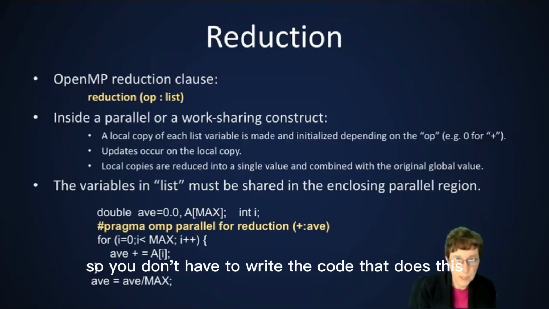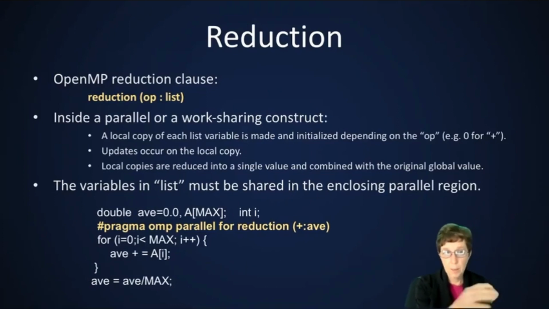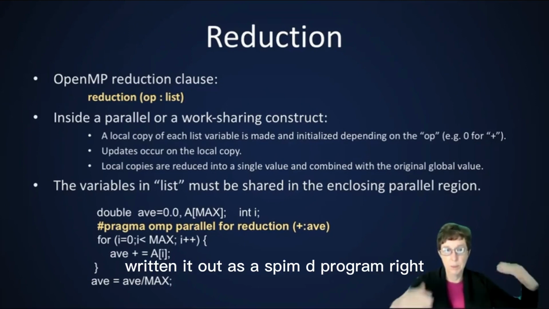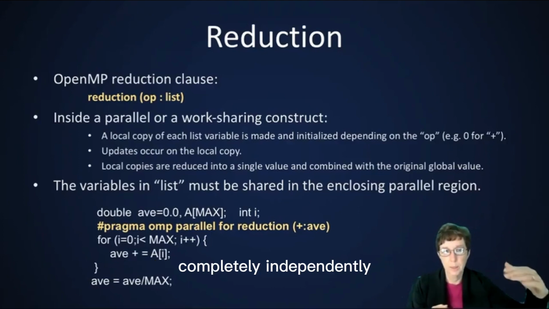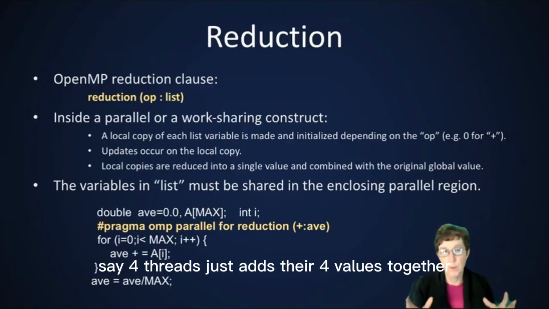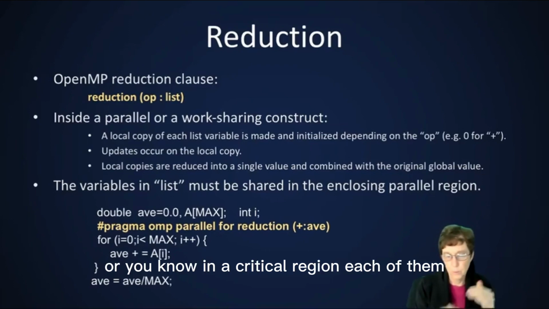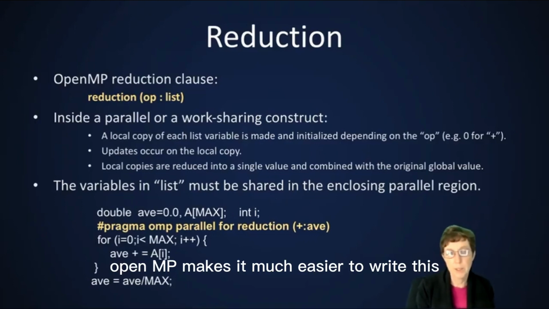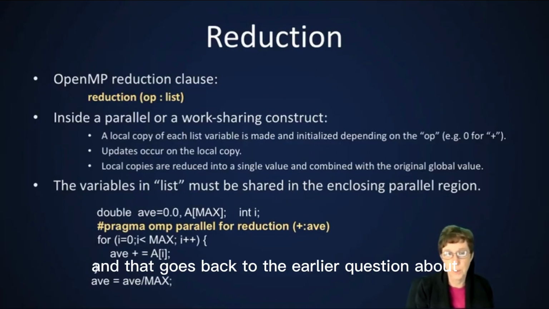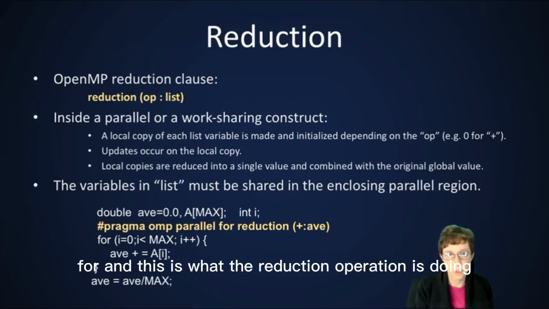So you don't have to write the code that does this, which in some sense we wrote in the earlier versions of the Pi example, where we wrote it out as an SPMD program, with each thread doing a chunk of work completely independently. At the end, each of, say, the 4 threads adds their values together, or one thread adds those 4 values together, or each of them contributes their value to the sum in a critical region. But OpenMP makes it much easier to write this, and that goes back to the earlier question about, isn't there a better way to write this program using a parallel for? And this is what the reduction operation is doing.